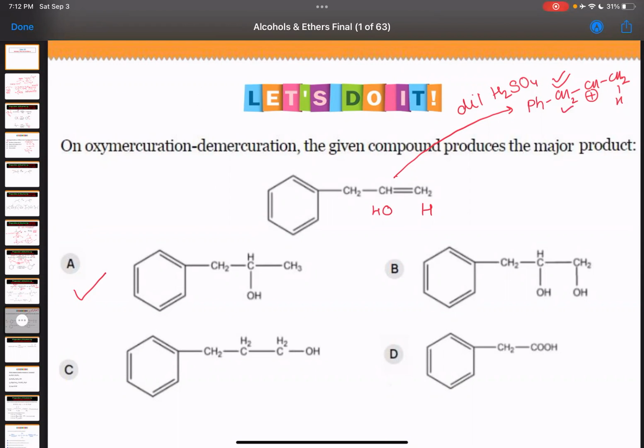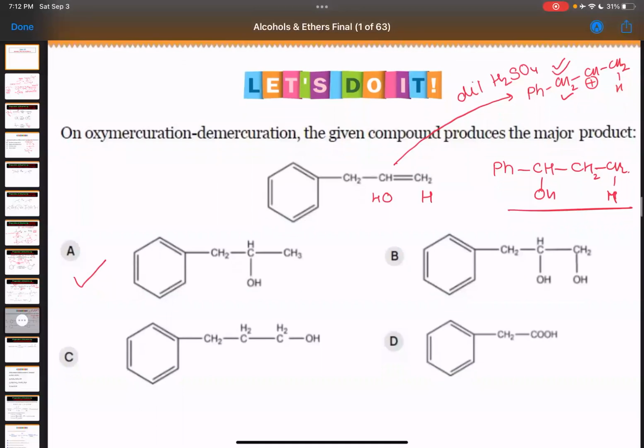So if you would have taken simply dilute H2SO4 or H plus H2O, the product which we are going to get is CH2, CH2 and OH. This is going to be the product. That is the rearranged alcohol.